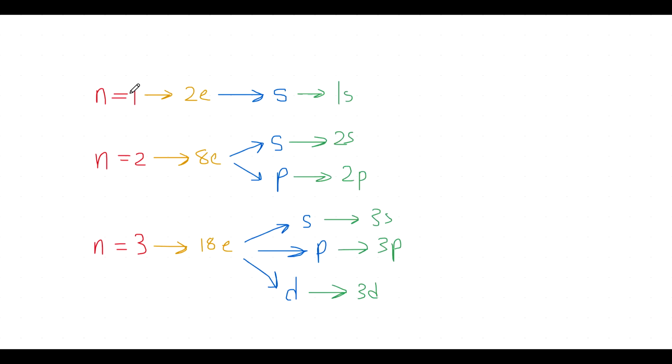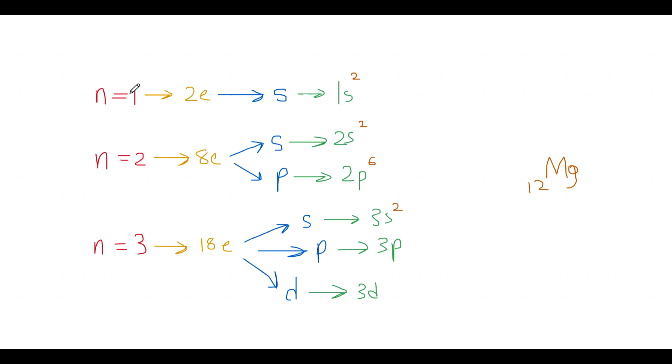Magnesium is 12. So in 1s, there would be 2 electrons. Then in the second shell, 2s would also have 2 electrons and 2p would have 6. In the third shell, how many are left with us? 2. 3s would be filled.